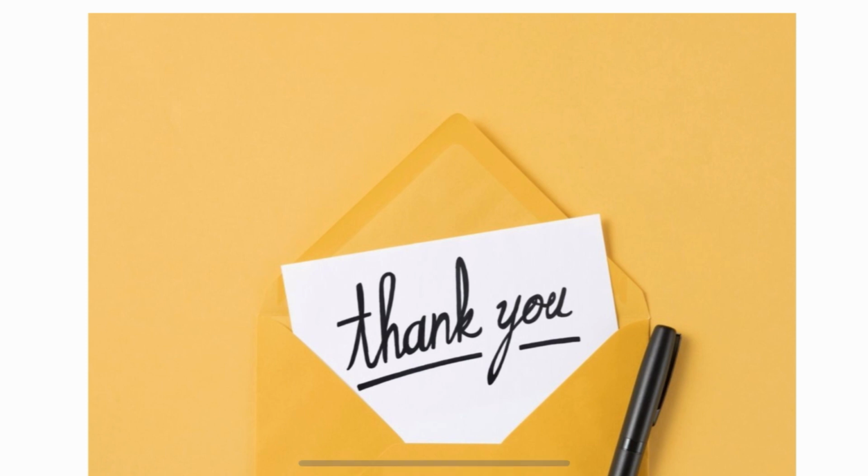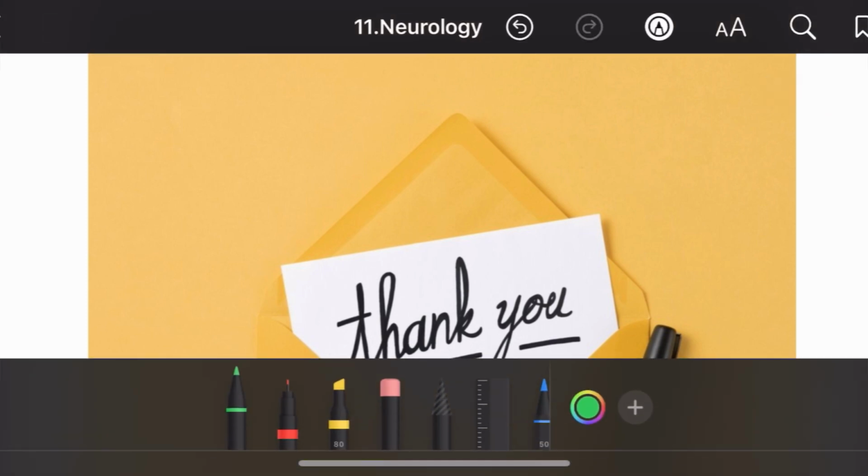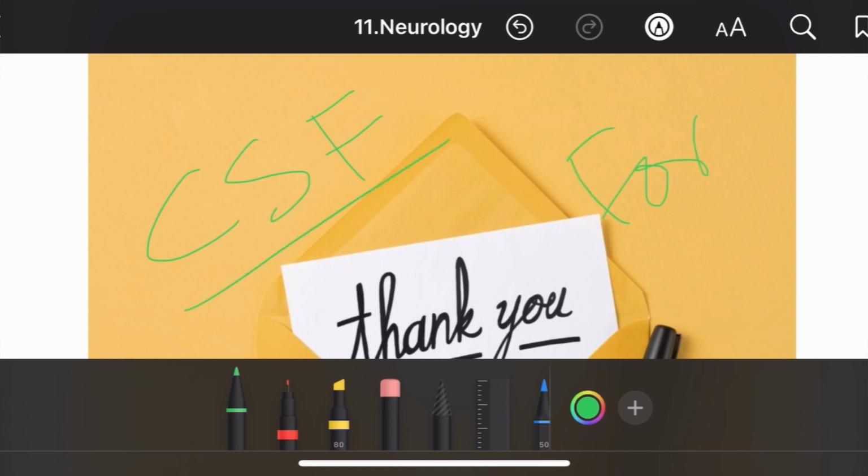Okay, so now we'll come to another topic in neurology. I hope this topic was useful. It was just for an introduction to CSF and how it is formed and circulated. So formation and circulation were the topics which we discussed right now.